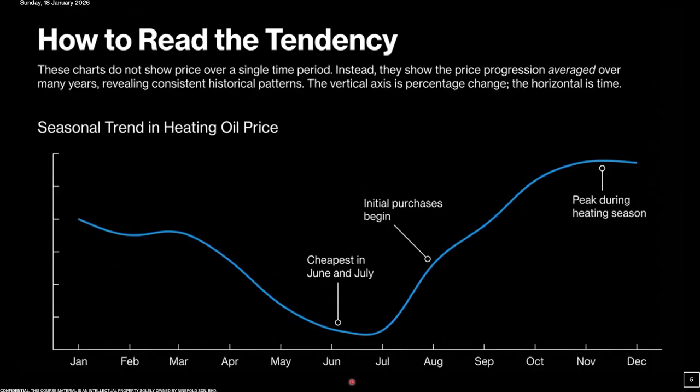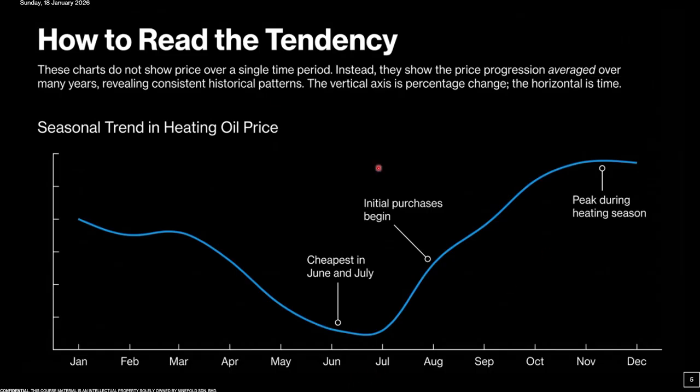Now, how do we read these seasonal tendencies? Although these charts don't show price over a single time period, they show a high time frame progression of price that's averaged over many years.